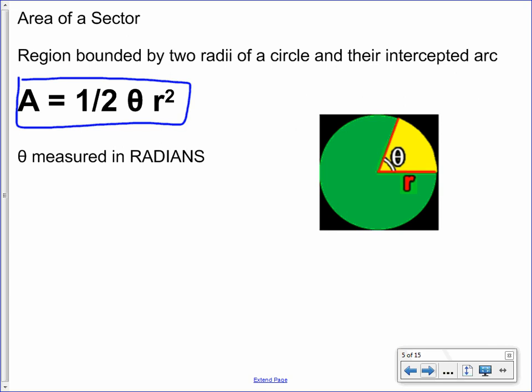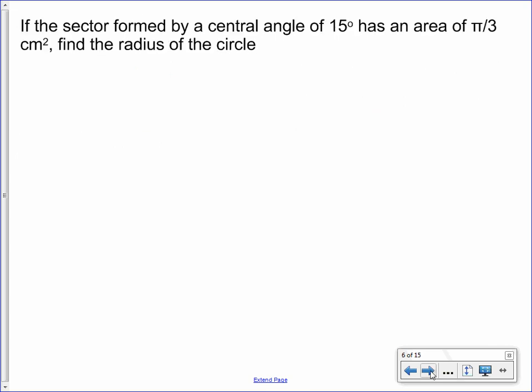Okay, so an example: if the sector formed by a central angle of 15 degrees has an area of pi over 3, find the radius of the circle. We're actually given the area, and I want to find the radius. They gave us the area of our sector. What's the formula for the area of a sector? You just wrote it down. Please tell it to me. Thank you.